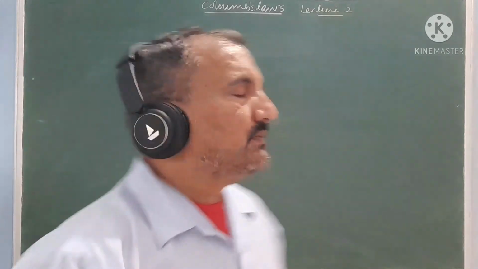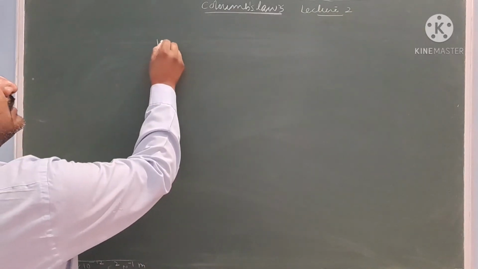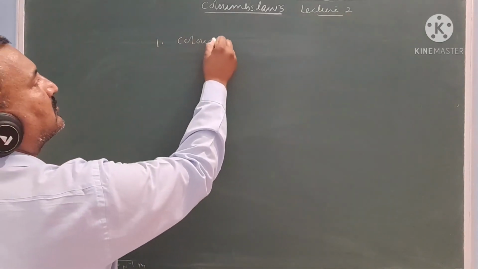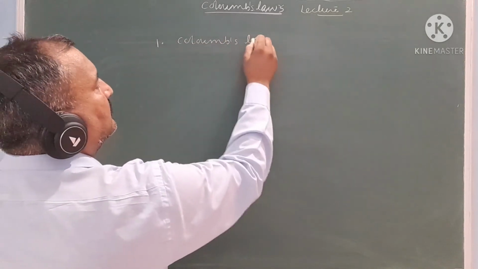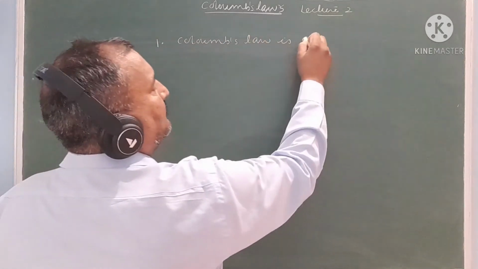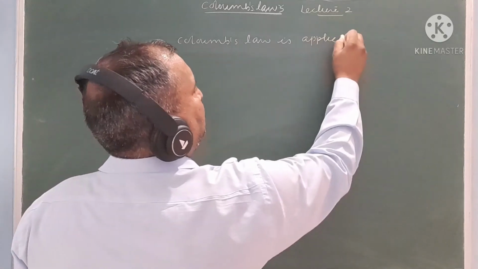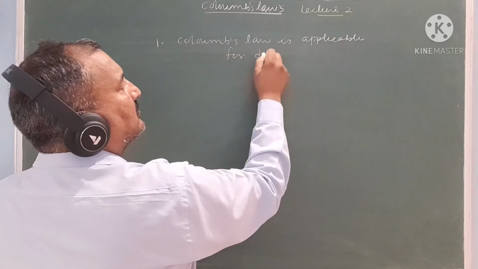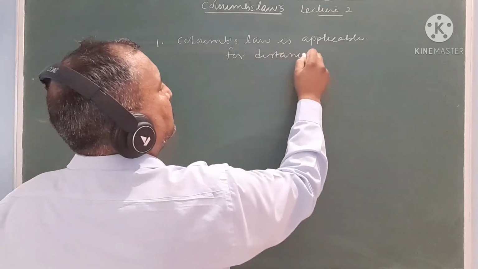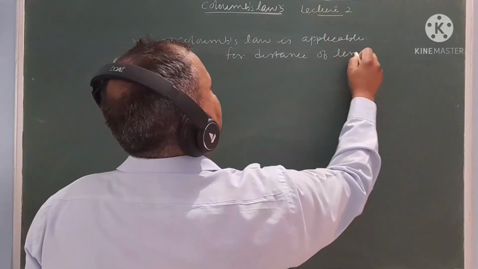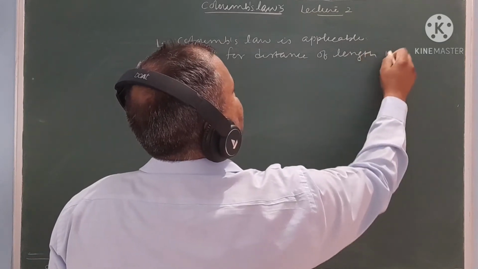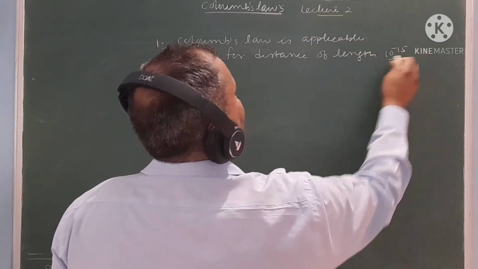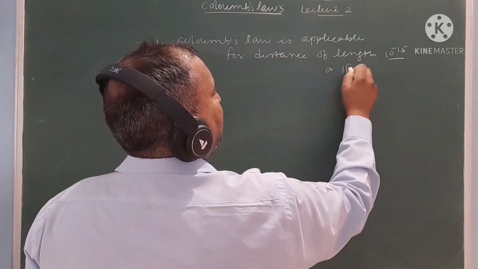We can study the two limitations also. What is the first limitation? Coulomb's law is applicable for distances of the length 10 raised to minus 15 meter, or 1 Fermi.